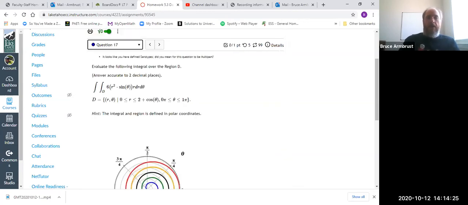All right, so again, the following integral over the region D. And so we got our function. Oh, look at that. It's already in polar, so we don't have to do any kind of conversion. This is just a matter of setting up the proper bounds.